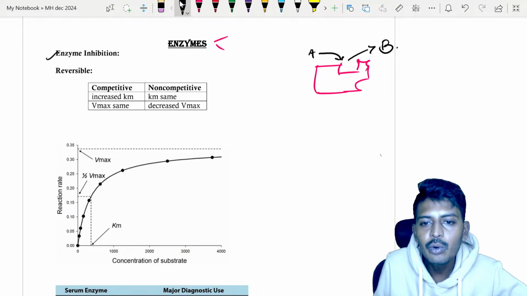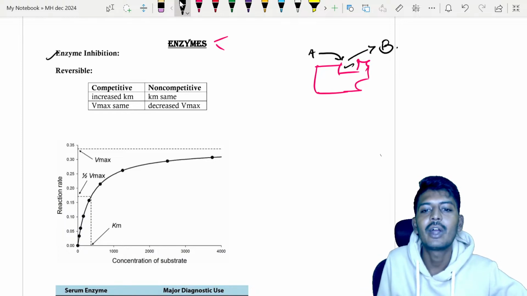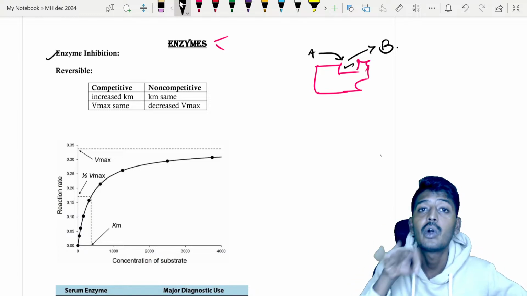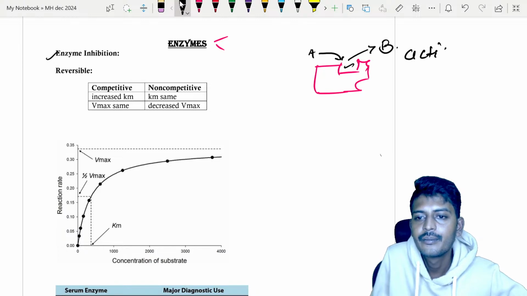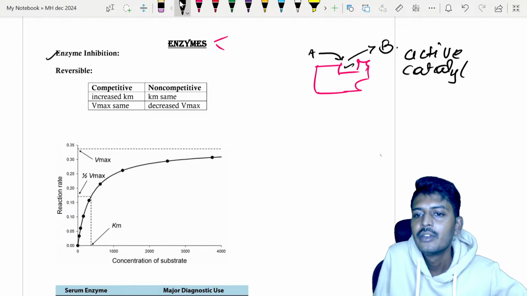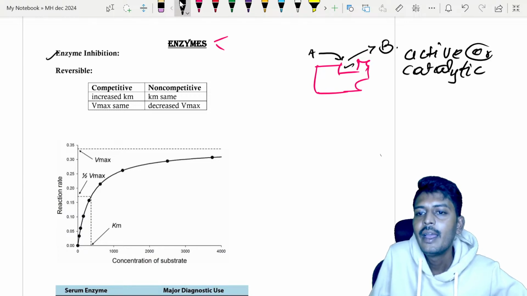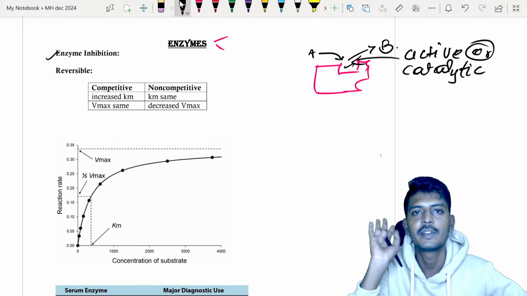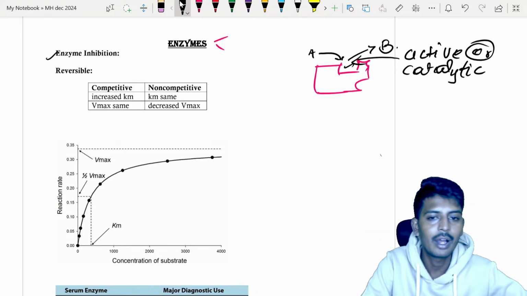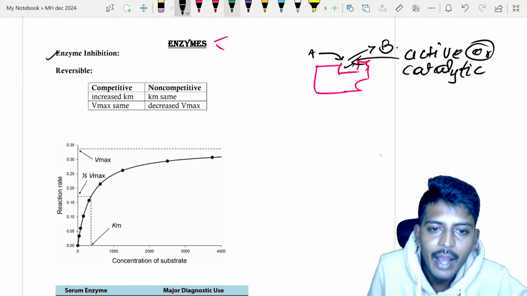The place where the active conversion is taking place, we call it an active site, also called a catalytic site. So what is a catalytic or active site? Basically, the site where the active conversion, whatever the process is, takes place, we call it the active site.